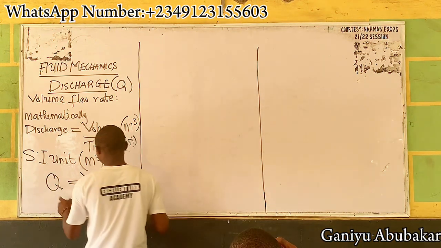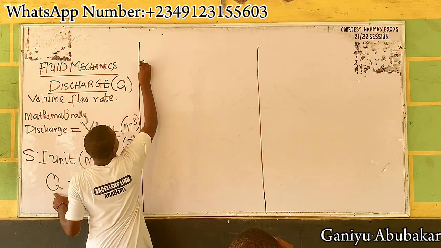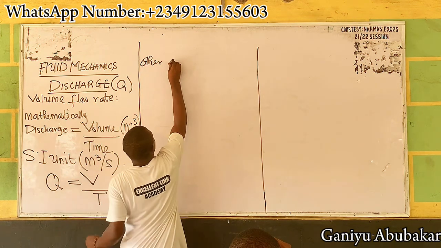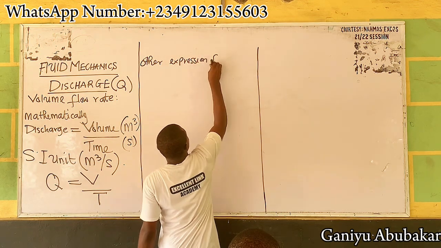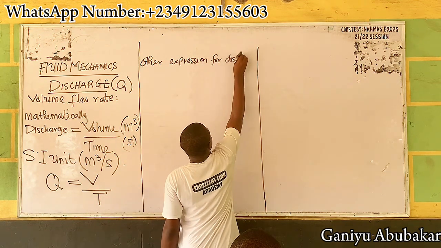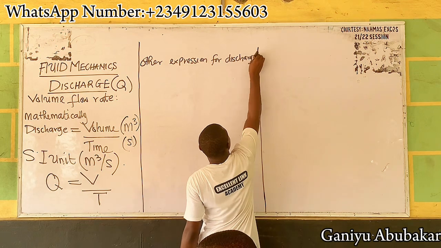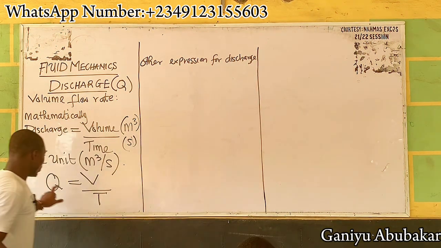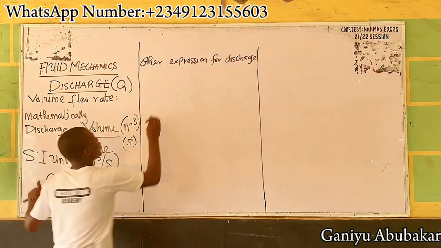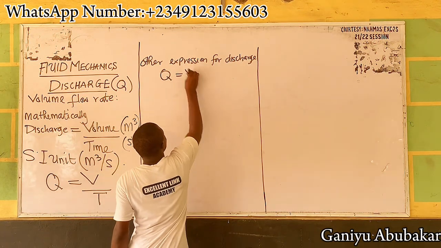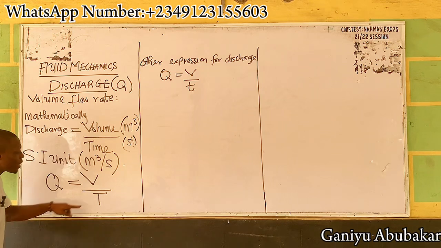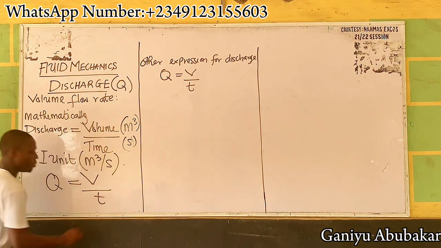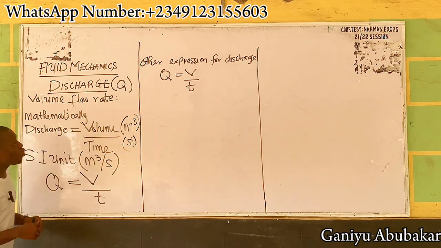Look up. Now, another expression for discharge. We know that discharge Q is V over T. Please, in science, capital T represents temperature, small t is time. Very important.